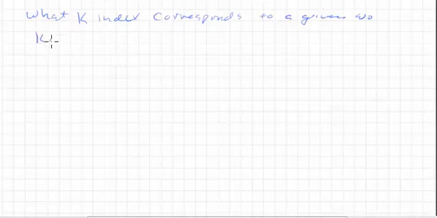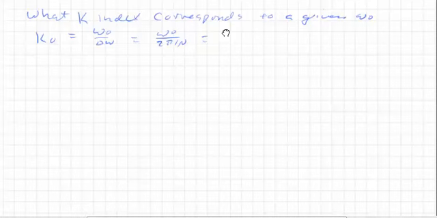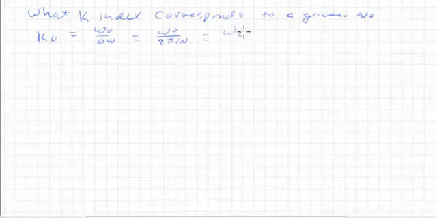K naught is omega naught over delta omega, and delta omega is the distance between frequency samples for the DFT. Which is equal to omega naught over 2 pi over N. And we should say approximate, and I'll explain this in a second.